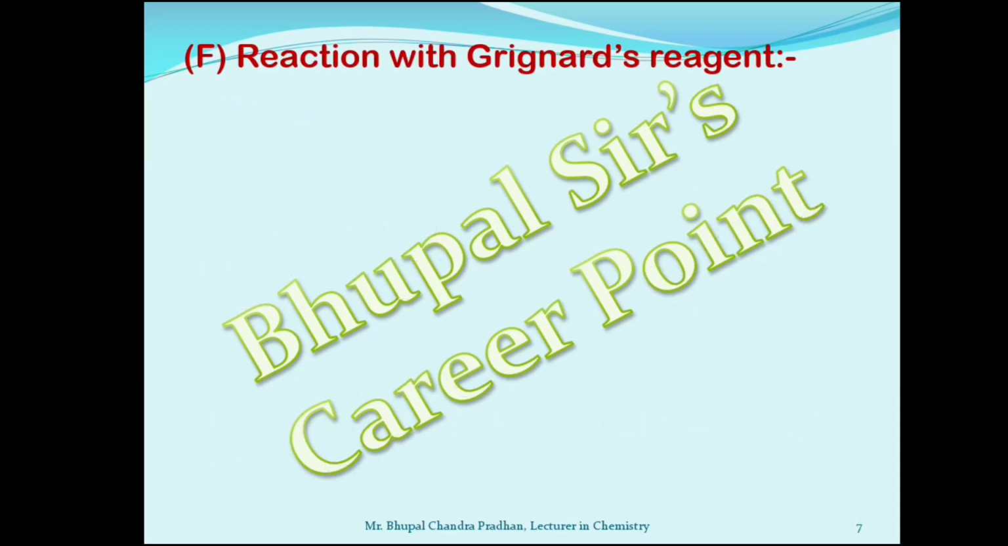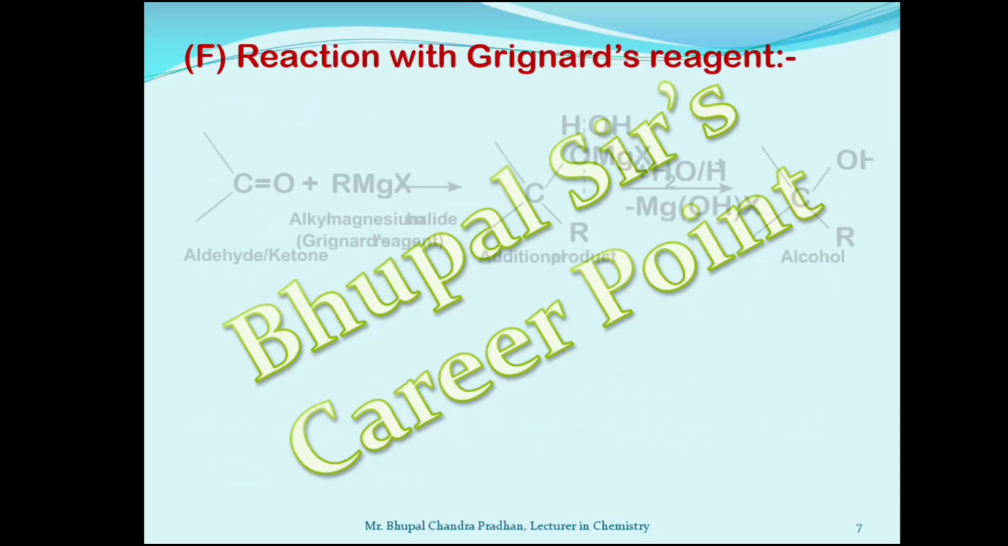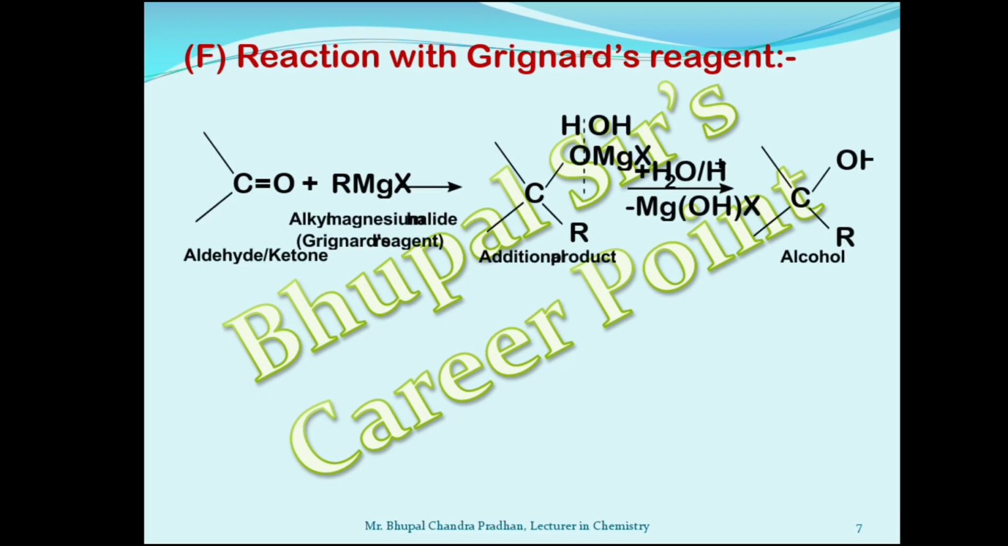Now, reaction of aldehyde and ketone with Grignard reagent. Whether aldehyde or ketone, there will be a carbonyl carbon. When it reacts with Grignard reagent, that is alkyl magnesium halide, we get an addition product. How do we get it? The carbonyl group is polar, the oxygen atom is partially negative and the carbonyl carbon is partially positive. In case of Grignard reagent, magnesium is partially positive and alkyl is partially negative.